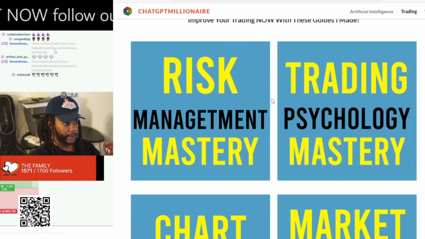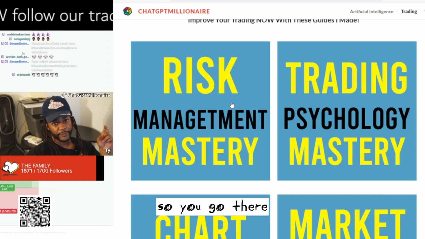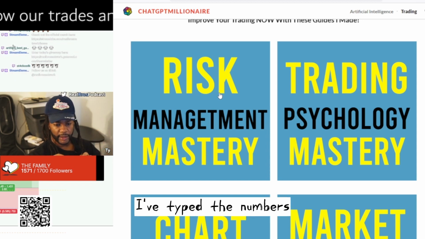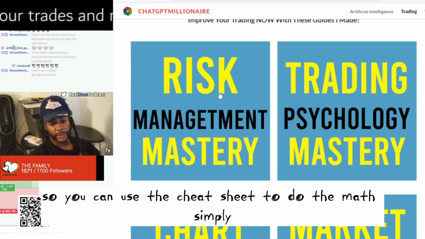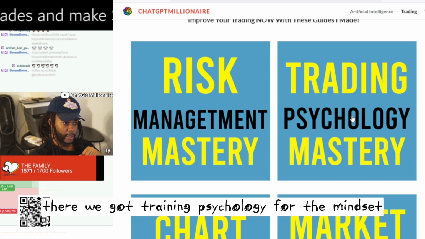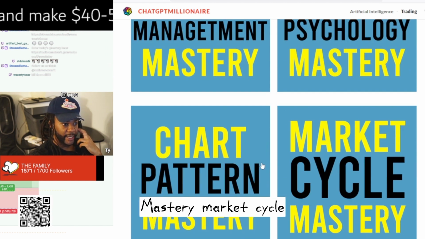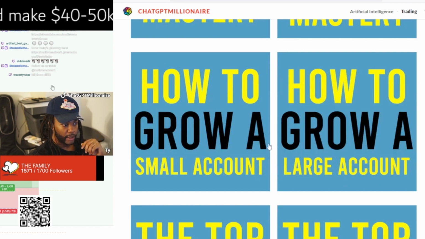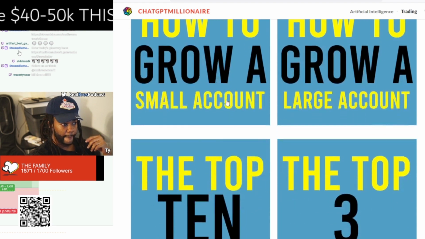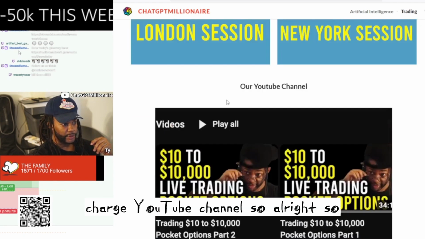Then we got risk management, and the risk management is where I go over the math. So if you go there, I have books, I have typed with the numbers. I made a cheat sheet for you guys, so you can use the cheat sheet to do the math simply, and you'll learn everything about risk management there. We got trading psychology for the mindset you need to have to be trading, chart pattern mastery, market cycle, how to grow a small account is good too. It'll teach you how to do the math also in that. Indicators, charts, YouTube channel and stuff.